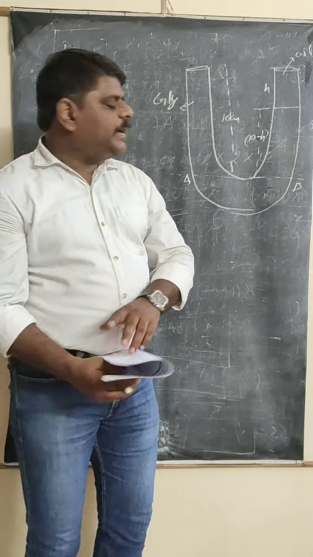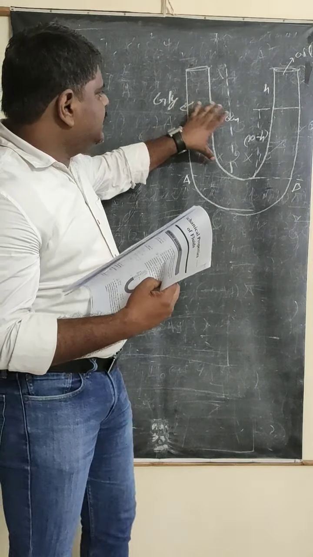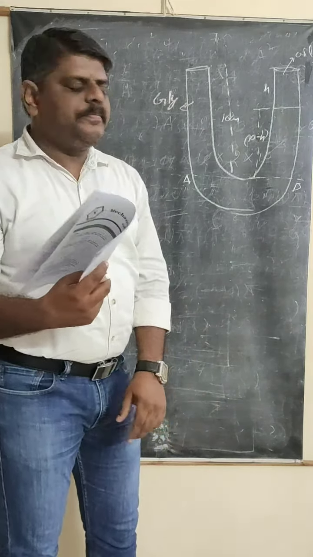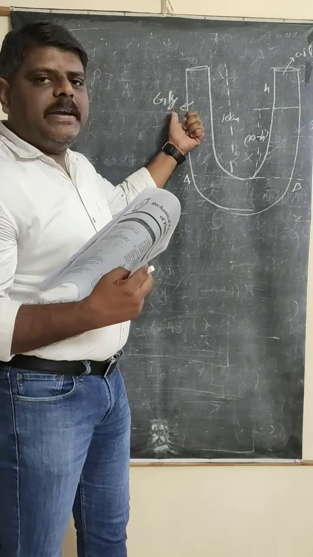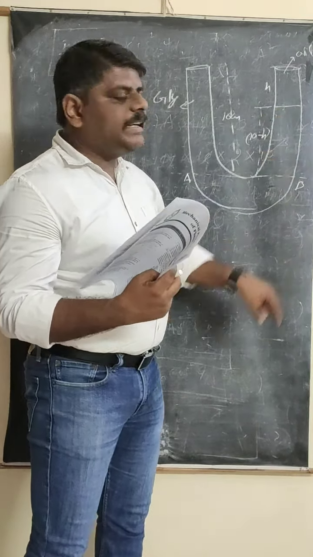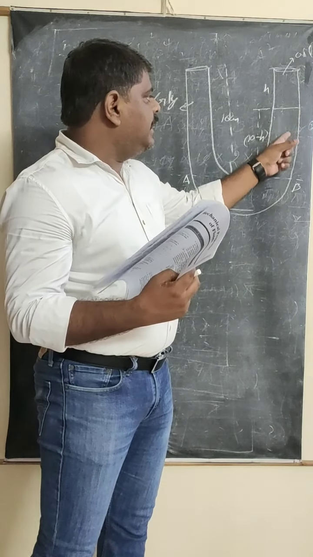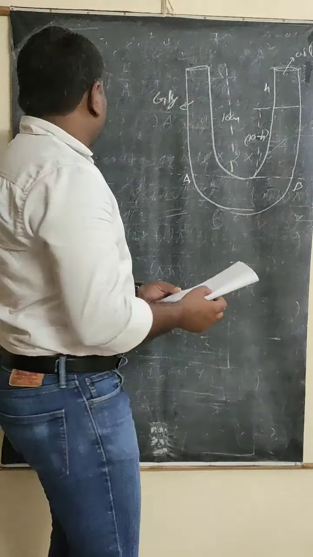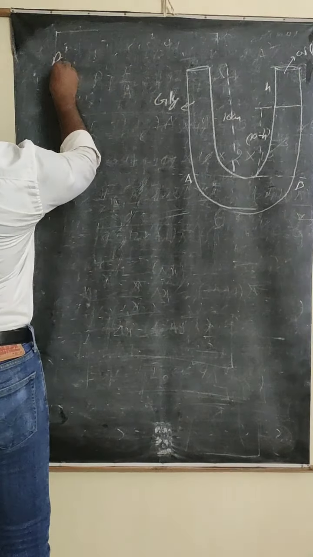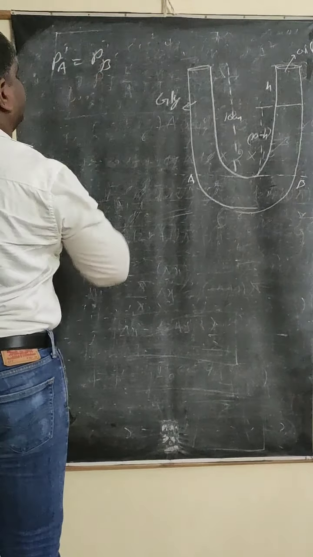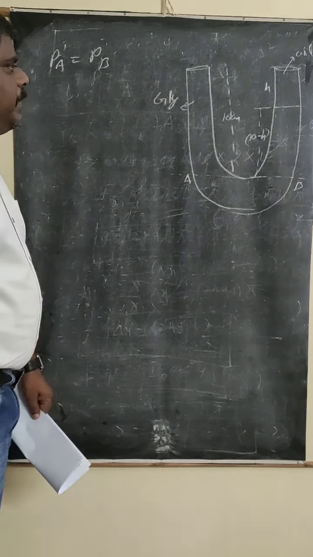That means the pressure exerted by this column equals the pressure exerted by this column. In this column, the pressure is exerted by glycerin. Here, the pressure is exerted by two liquids. First one is the oil and the second one is the mercury. So what is the relation? You can write PA equals PB.